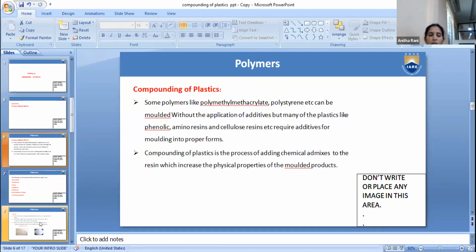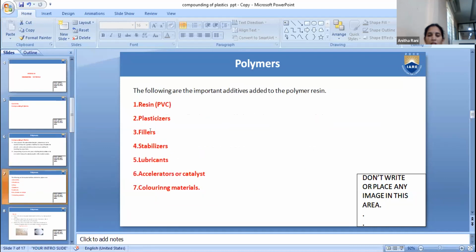So one by one we have to discuss. For each ingredient: why we are taking it, what is its function, and an example. Why we are using plasticizers, what is its function, and an example. That we are going to discuss.